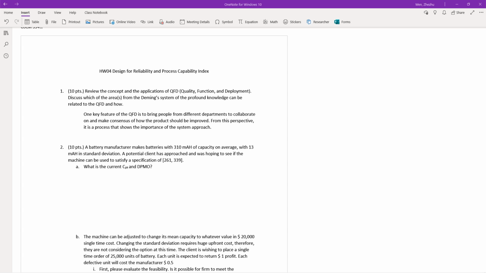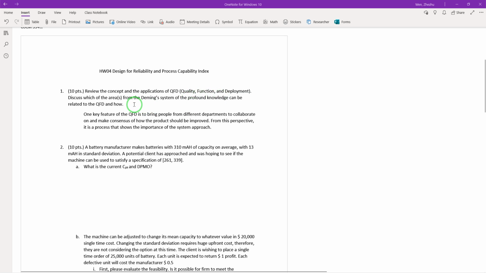Let's go over homework number 4. Please make sure that you understand everything super clear here, okay? Because you kind of have to think about the final exam from this point. So for the first question, review the concept of application of QFD and discuss which of the areas from Deming's system of profound knowledge can be related to the QFD and how.